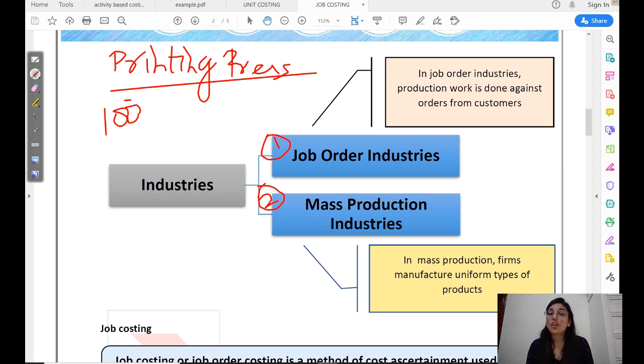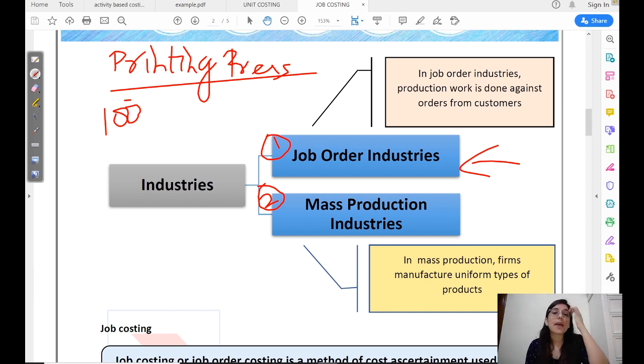So here, what the printing press is doing, the person there is producing the cards according to your order, according to your choice, according to your conditions which you have given, right? So wherever such customization is done, wherever the production work is done against the orders from the customer, that industry is known as job order industry.